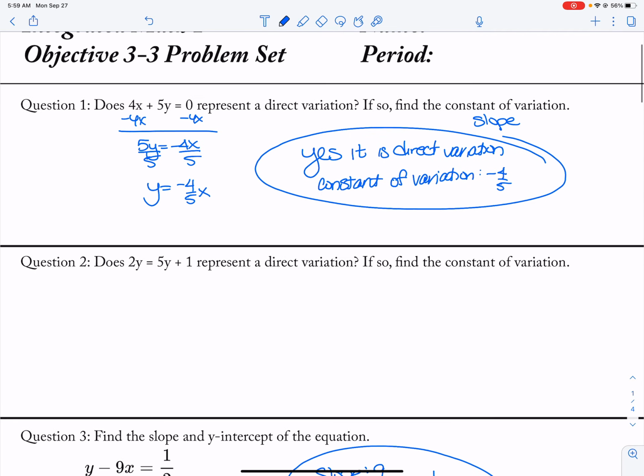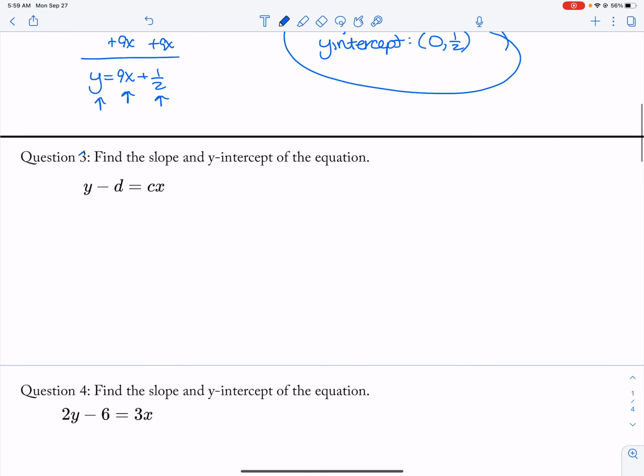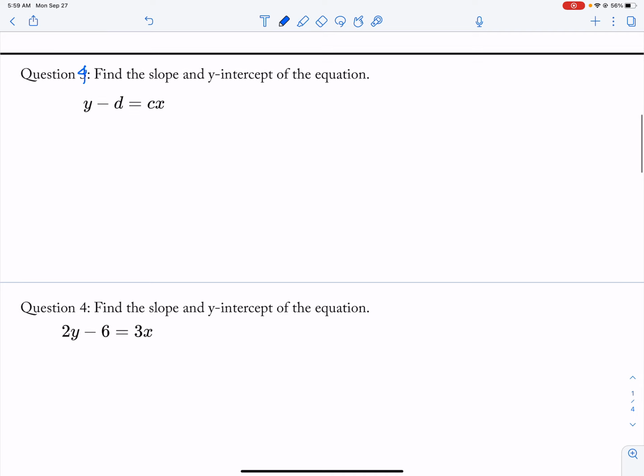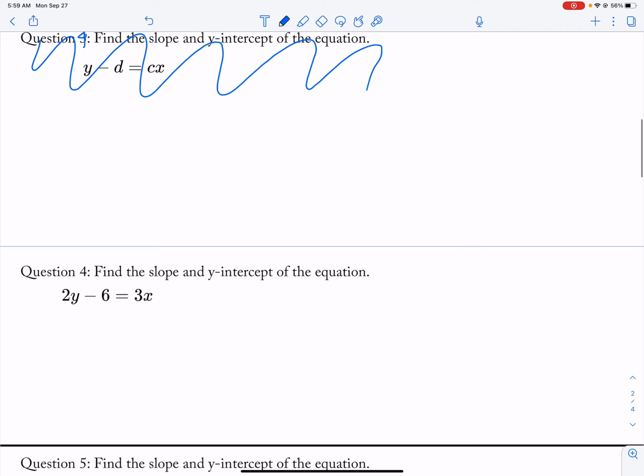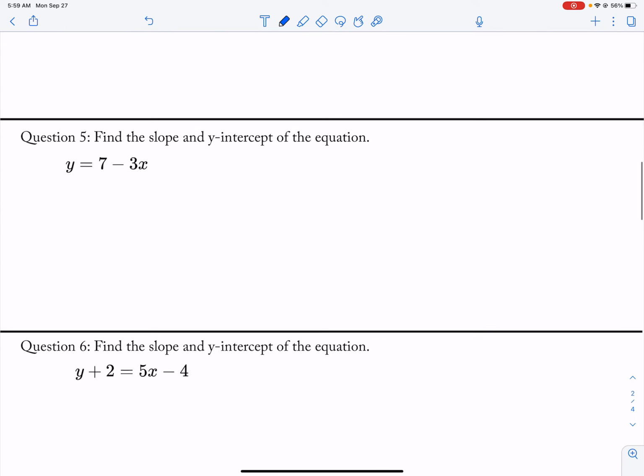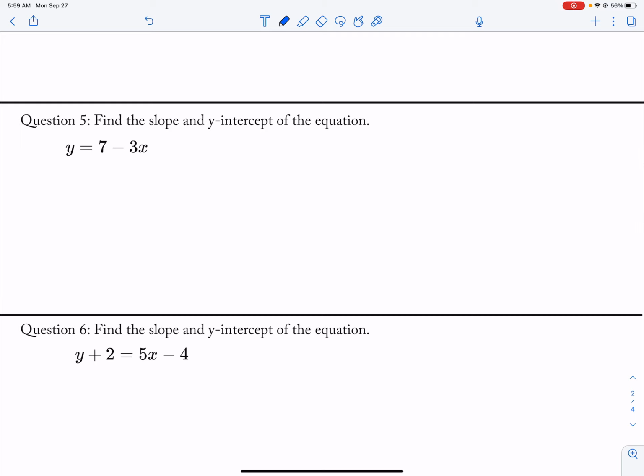I have two question 3s. This should be question 4. But I'm going to let you guys skip this one because we didn't really talk about that one. So we'll do that question 4. Here's question 5. This is already sort of in y equals mx plus b form, but I'm just going to rearrange it to make it look a little bit better for you guys.